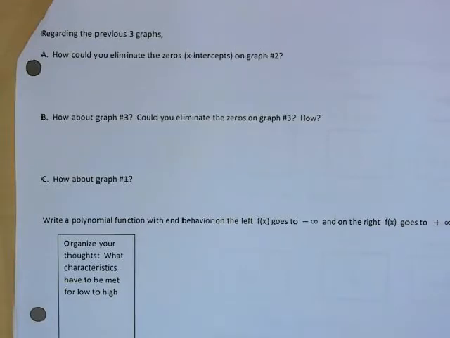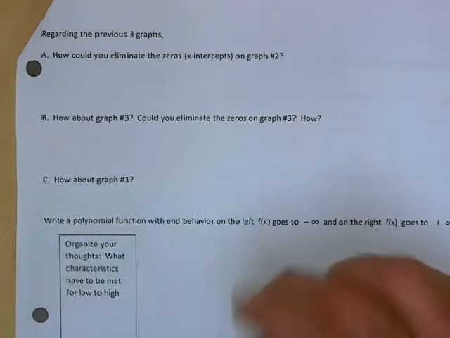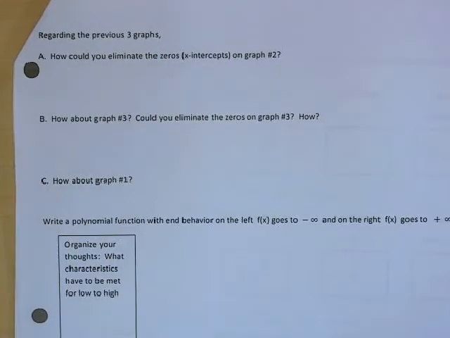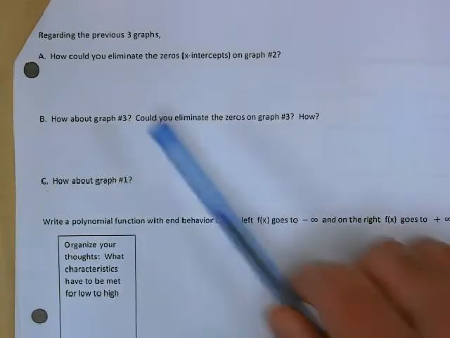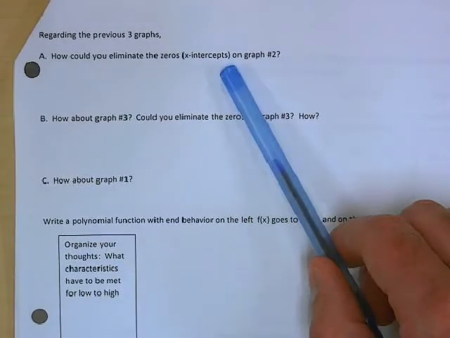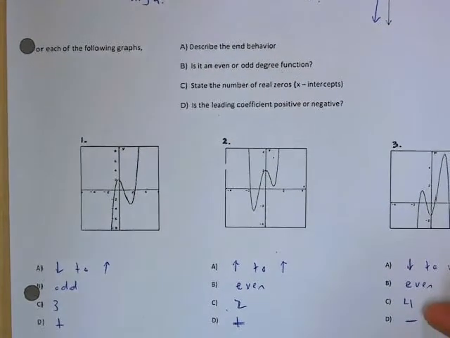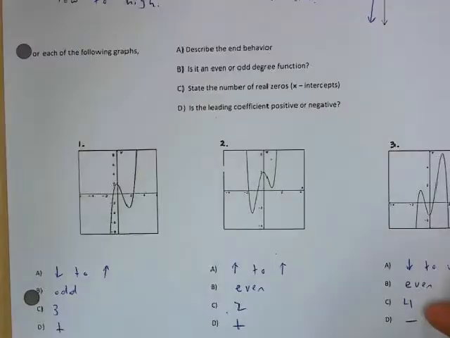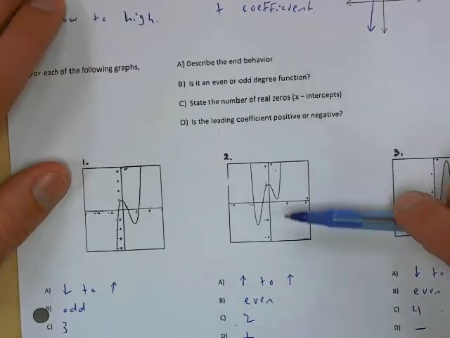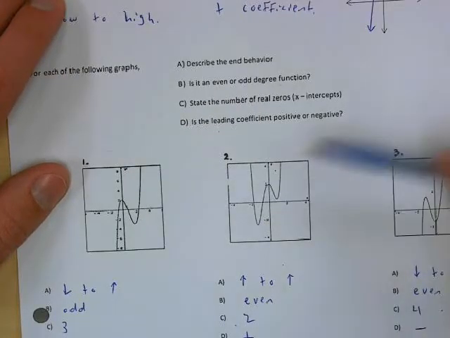Okay, third page of the 3.1 notes. Now here, referring to the three graphs that we just dealt with at the end of the first video, how could you eliminate the zeros, the x-intercepts, on graph number 2? If we look at graph number 2, how can we eliminate the x-intercepts? Well, if I take this whole graph and shift it up a bit, that would probably work.